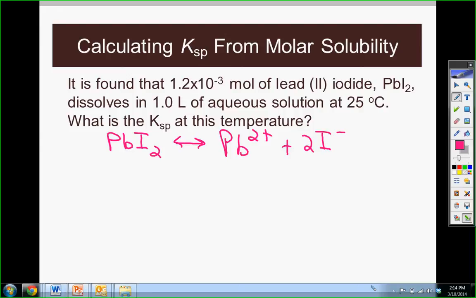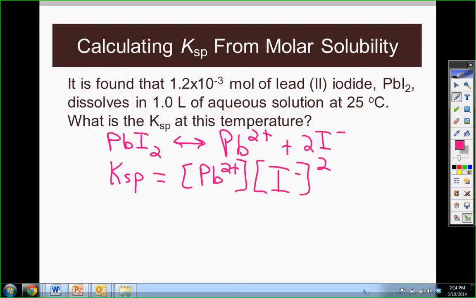What's the Ksp going to be? Concentration of lead 2 times the concentration of iodide squared. Okay, so we have that. Everybody agree with that? Now we need to figure out what the Ksp value is. You guys did some of these for homework. What would I put in here?